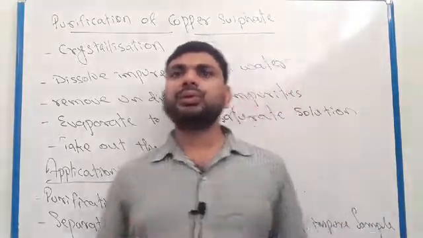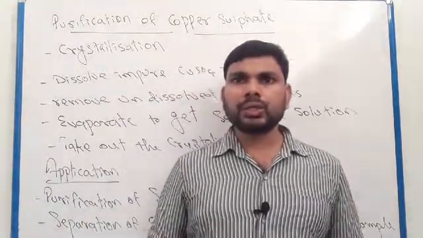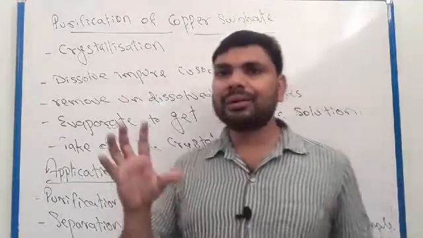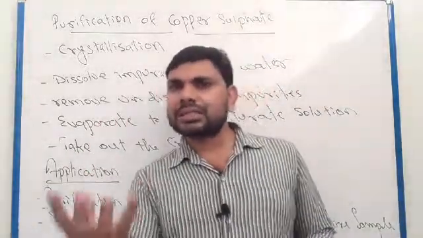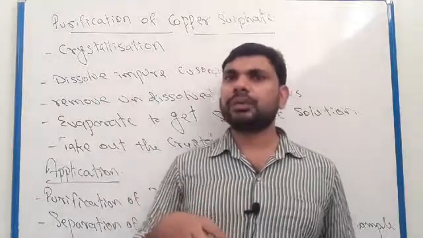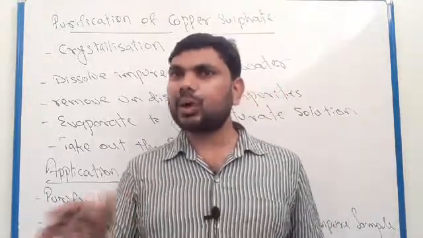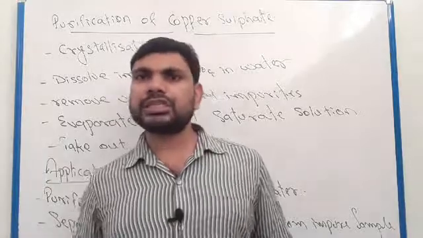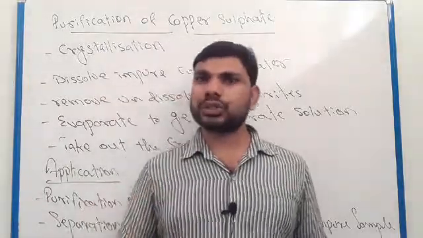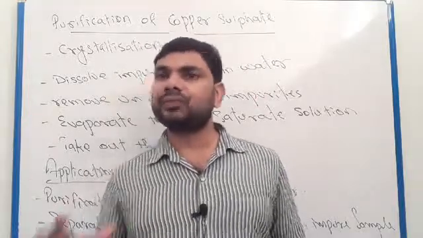Using this video you can understand the crystallization method. Here we have impure copper sulfate. Take this impure copper sulfate, add it into water and shake well. Copper sulfate will be dissolved in the water. Remove undissolved impurities by filtration.